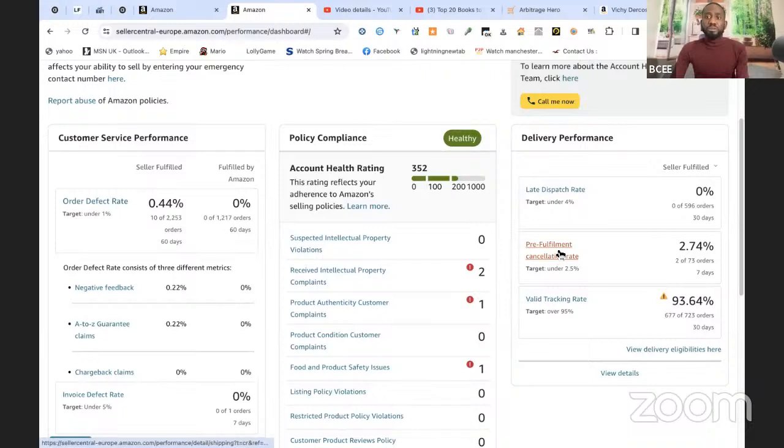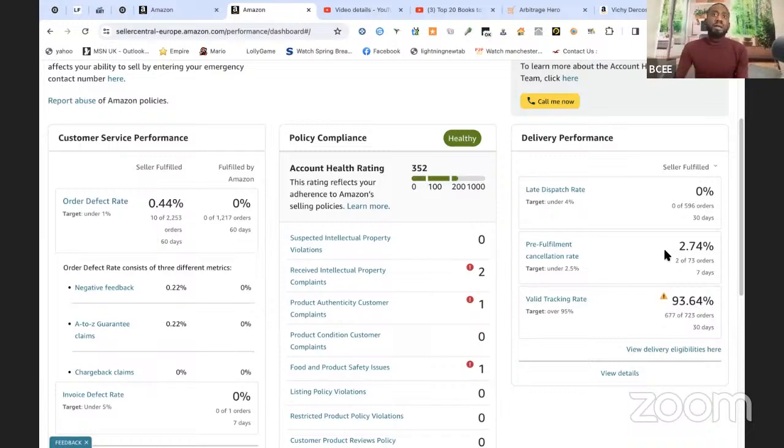The second one is pre-fulfillment cancellation rate. You are supposed to be under 2.5. Even for me, I'm under 2.74, but it is not showing like this. So if it has this sign, that means you are struggling. So even for 2.74, you are supposed to bring it down.